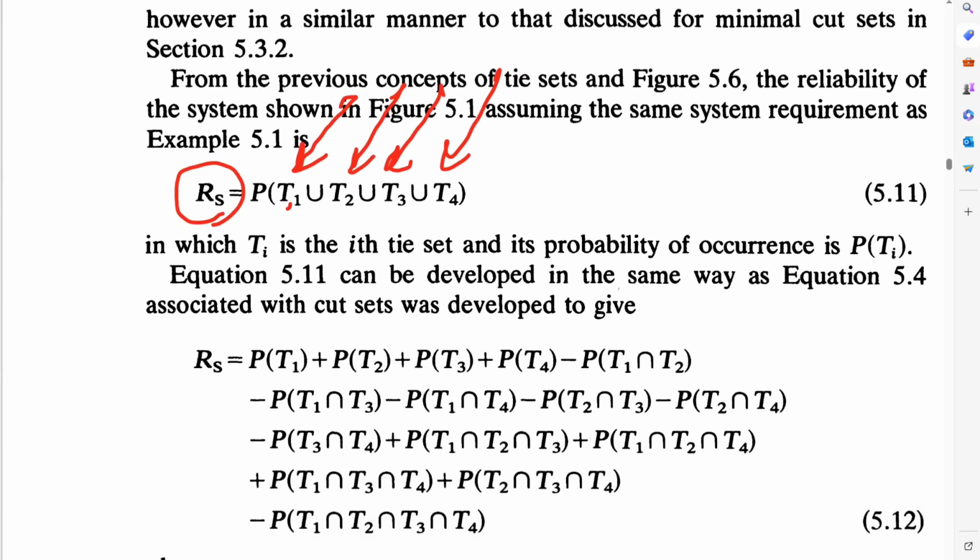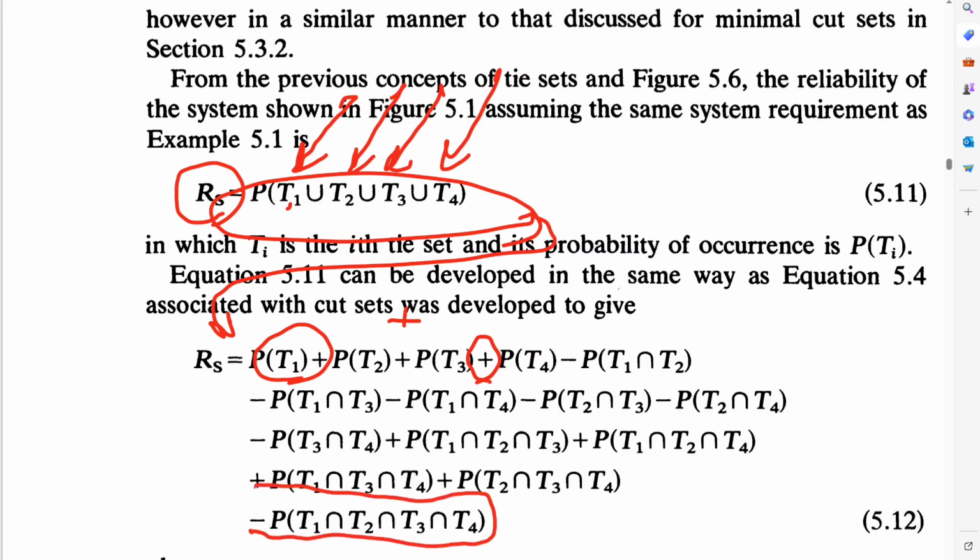So when we want to compute the reliability of the system, the probability of having a path from the input to the output is P(T1) plus P(T2) plus P(T3) plus P(T4) minus P(T1 and T2). This is the formula, and it can be expanded like this, and the last part is minus P(T1 and T2 and T3 and T4).